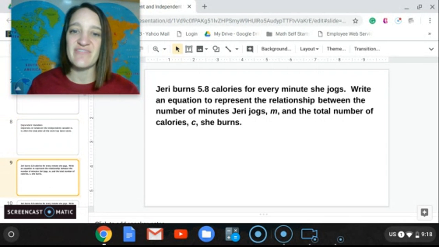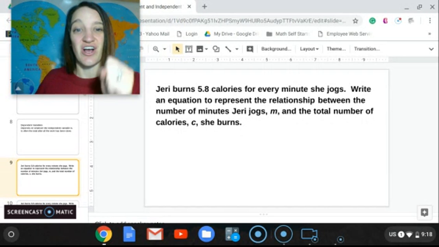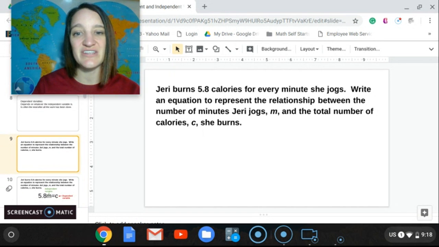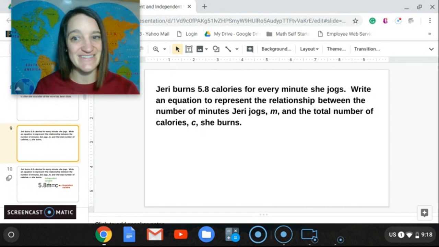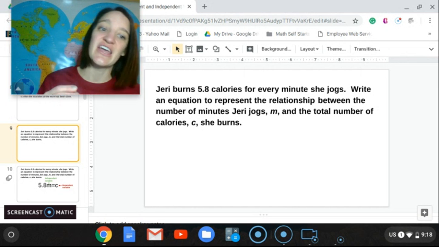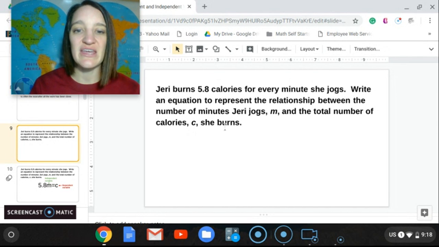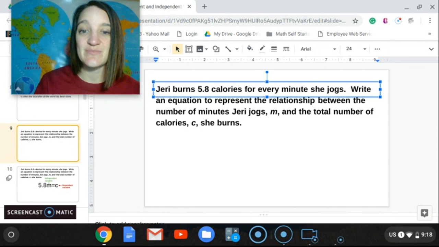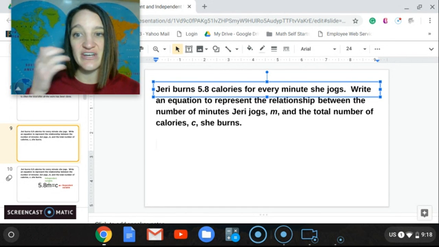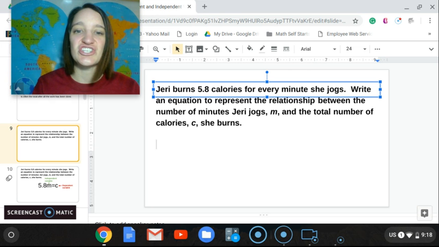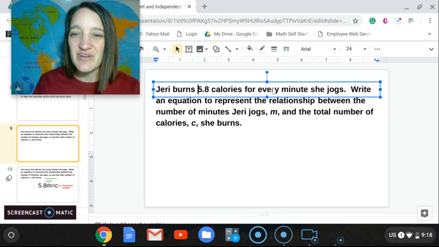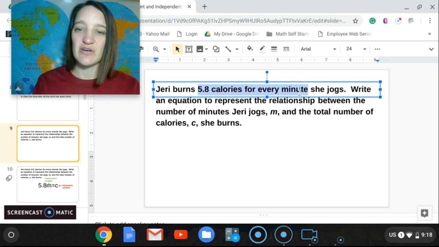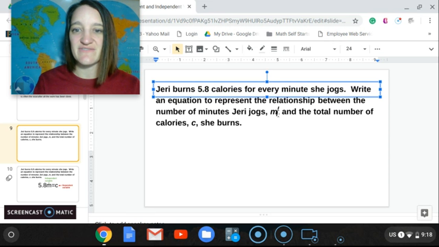So Jerry burns 5.8 calories for every minute she jogs. Write an equation to represent the relationship between the number of minutes Jerry jogs, M for minutes, and the total number of calories, C, she burns. So we can think of that equation as being 5.8 calories for every minute she jogs. And we know for every minute, that's the same as for each. So we know we got some multiplication there. Then we don't know how many minutes she jogs, so that's why we're going to use the variable M.